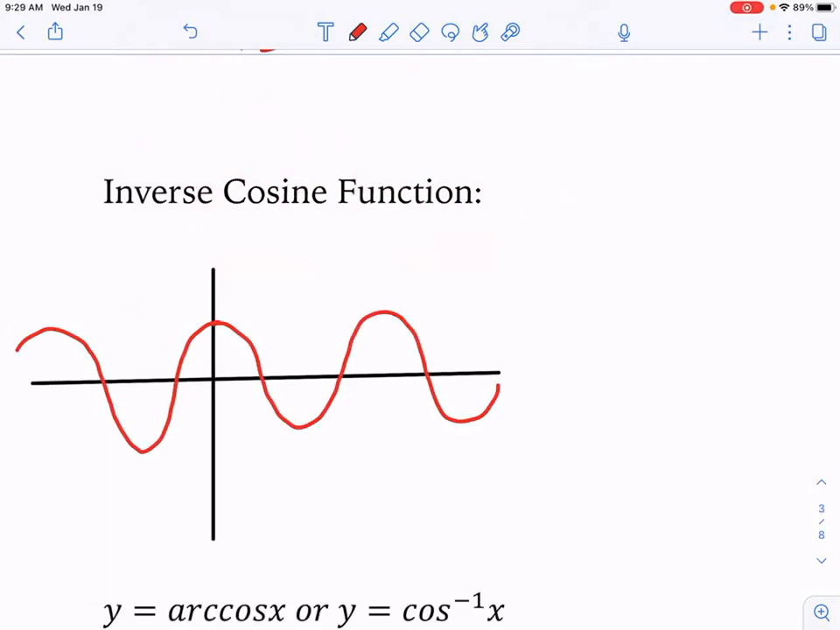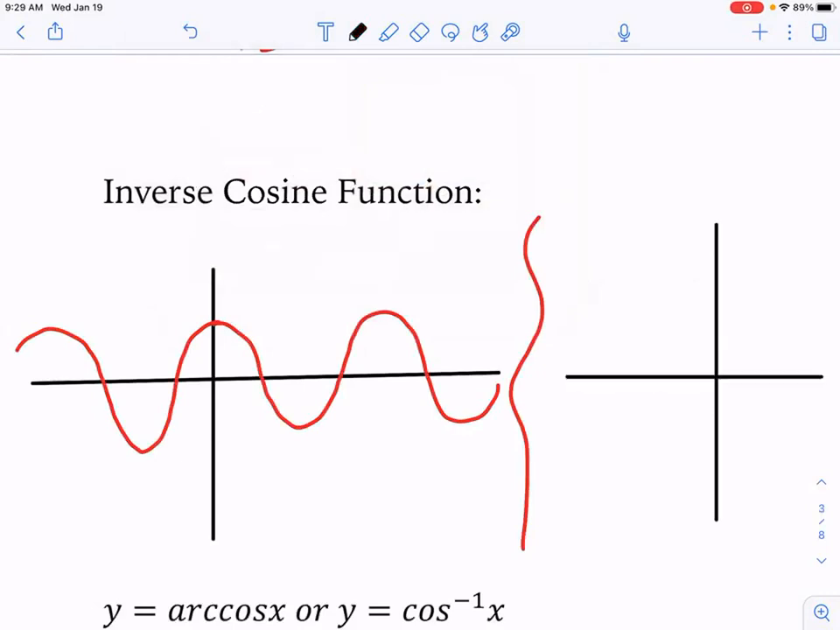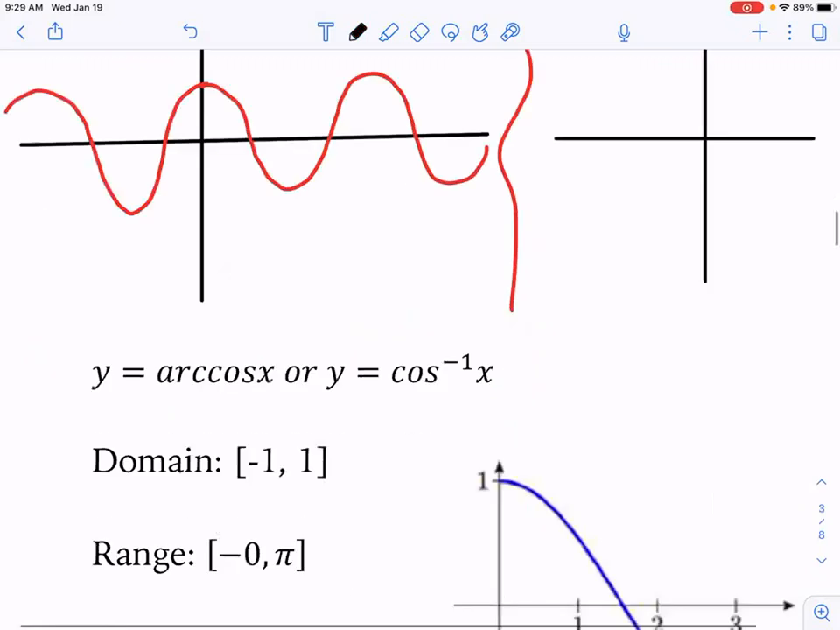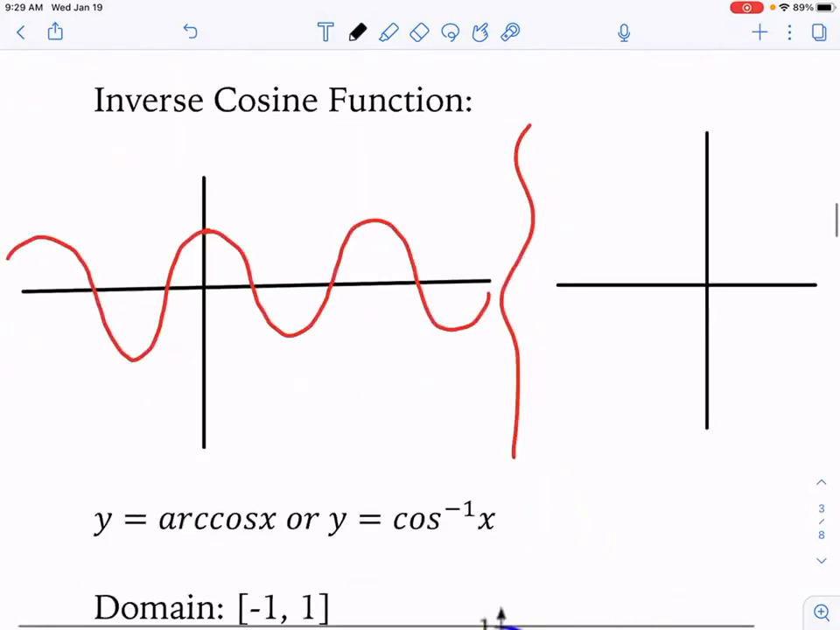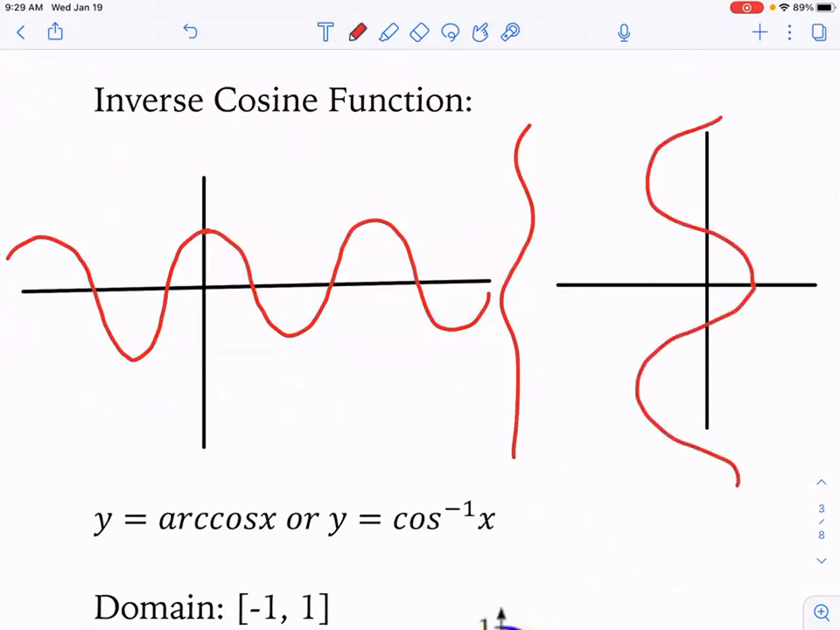But notice how we have these waves. Does this pass the horizontal line test? No, which means its inverse is not going to be a function. So let's talk about making that an inverse.